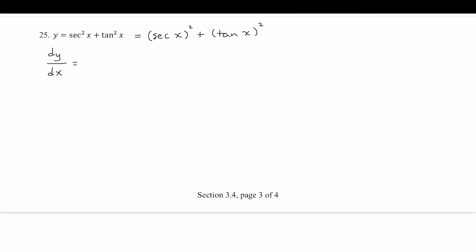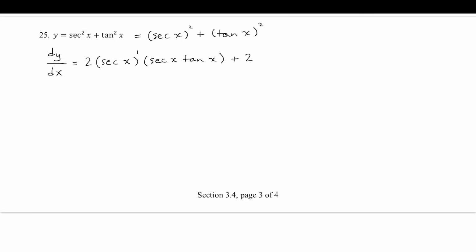So the derivative dy dx, in the first case, I'm going to take the power 2 down. I'm going to raise what was already there, secant x, to one lower power, and I don't really need to write 1, but I'm going to put it explicitly there. Then, using the chain rule, I have to multiply that by the derivative of secant x, which is secant x times tan x. So that is the derivative of secant of x, squared, and then I have to add to that the derivative of tan of x, squared, and I have to run through the same process.